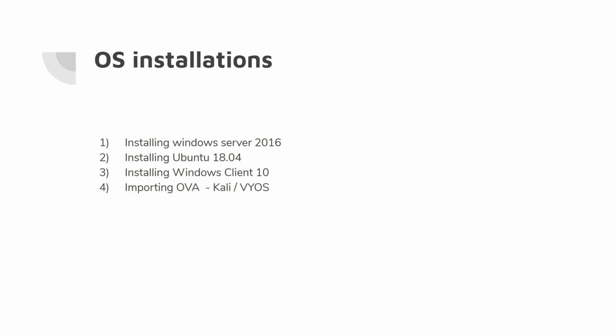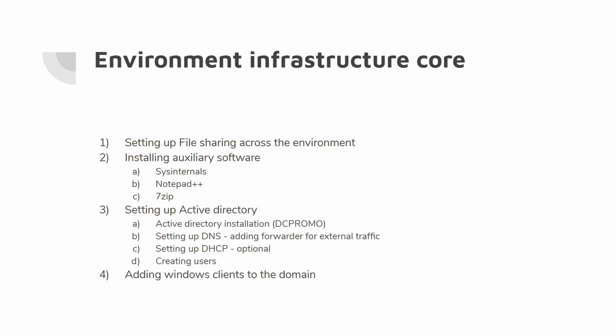And then we're going to go over to the OS installation. We're going to install Windows servers, basically 2016. You can use 2019 if you like. Ubuntu, Windows clients, we're going to use Windows Client 10, and we're going to use an import process for OVAs for Kali and VyOS.